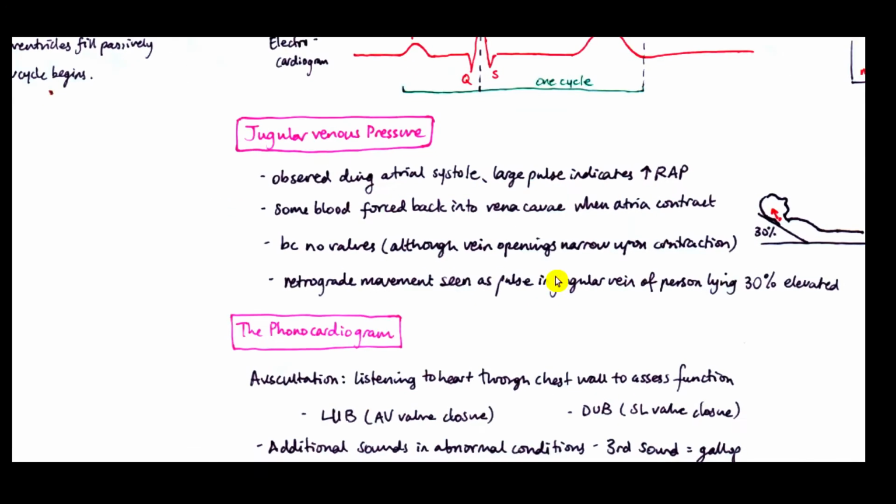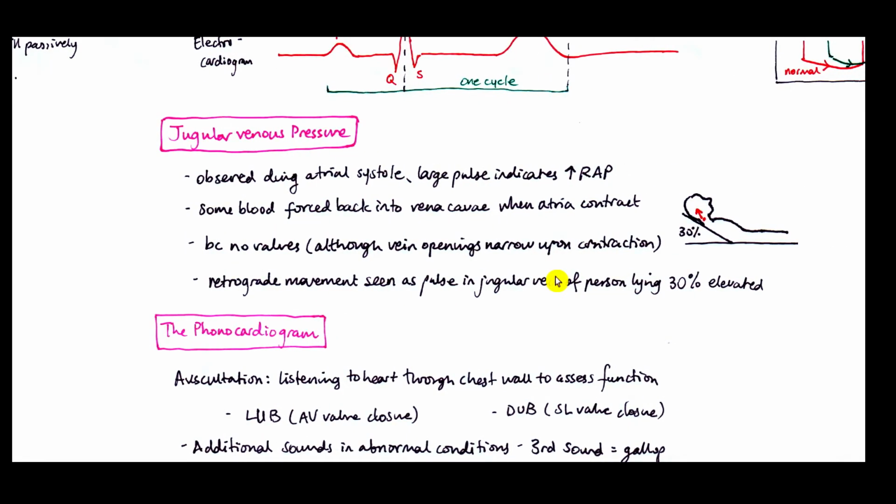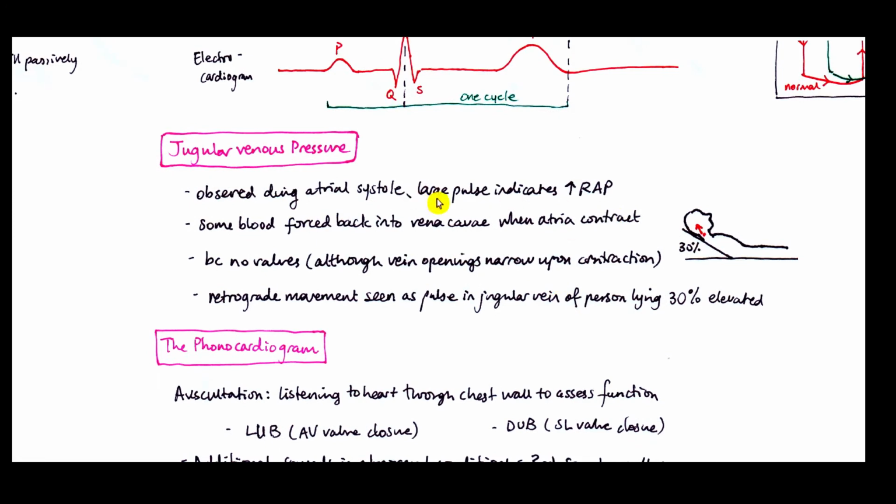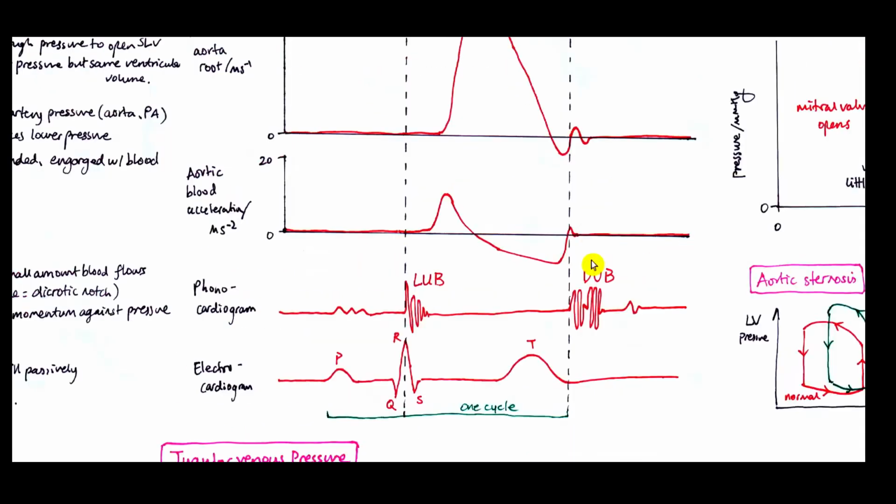Now let's look at jugular venous pressure. This is observed during atrial systole. You can sometimes observe, if you're having a person elevated at 30 degrees, a pulse at the jugular vein, although it's really difficult to do this in practice. I have tried. Theoretically you can, and it's observed during atrial systole because a large pulse increase indicates an increased right atrial pressure.